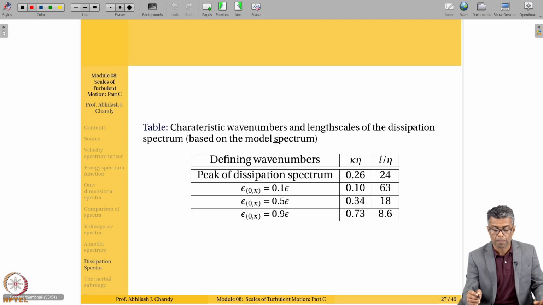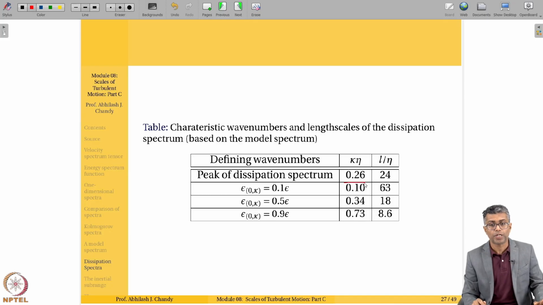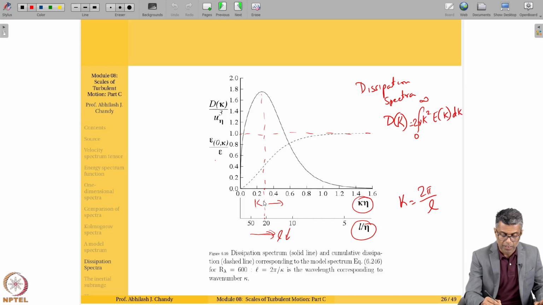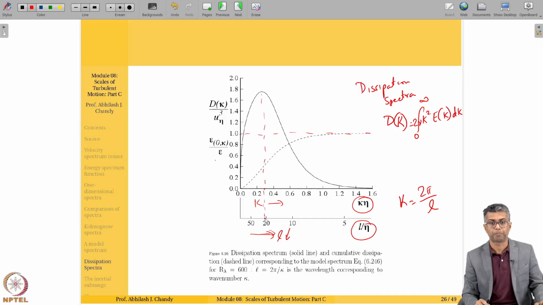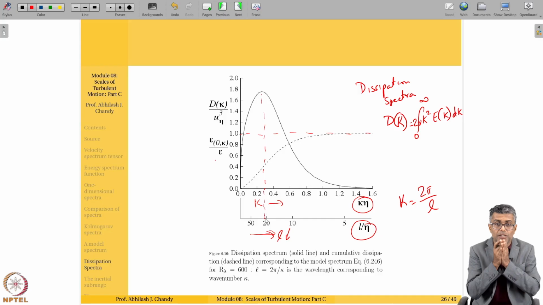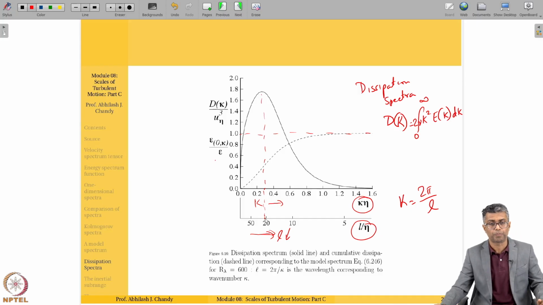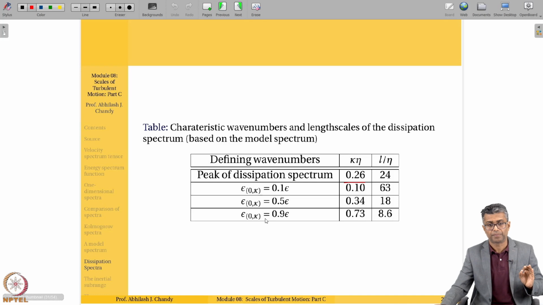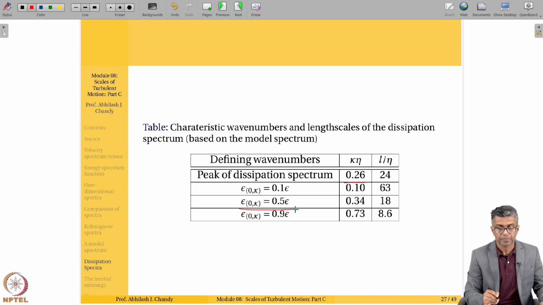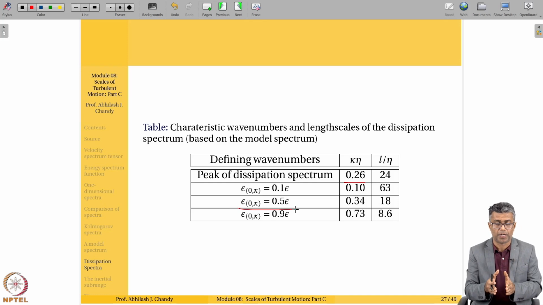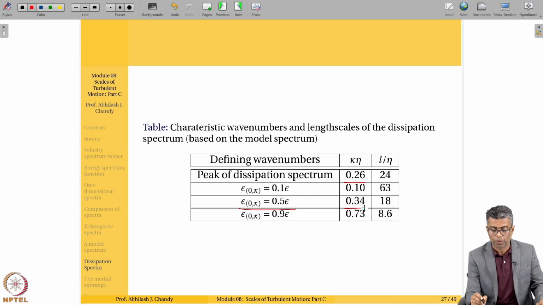Right? So that is the peak of the dissipation spectrum, 0.26 and 24. That is where the dissipation is at its peak, at kappa eta equals 0.26, or L equals 24 eta, or L over eta equals 24. The centroid, as in the middle of the dissipation, occurs at kappa eta equals 0.34 and L over eta equals 18.